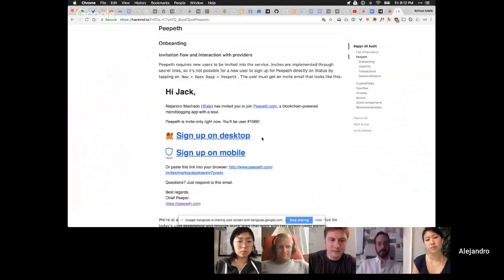And you can store things using IPFS. You can even store images, and then you just store the hash in the blockchain. Of course, it comes with a downside that every tweet or every peep that you write has to be paid for. So a huge pain point here is you need to pay for everything that you do.